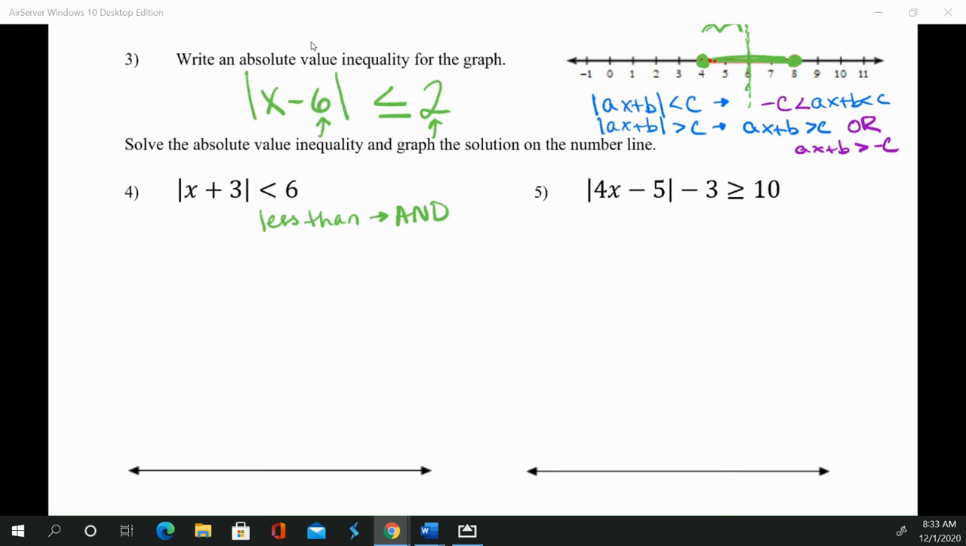Okay, so this one's an and, so set up what we know. We know the x plus 3 is less than 6. And then follow the direction of the inequality symbol, because we know if the smaller value is on the left, the two inequality symbols are both going to be facing the left. And that's the hardest part, just setting it up.